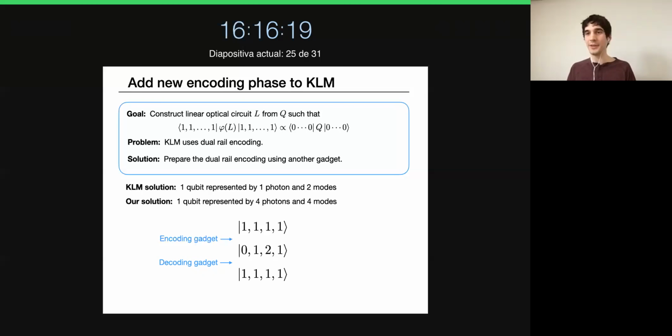And this is actually the entirety of the proof now. We started in the all 1 state. We applied this encoding gadget to get the dual rail encoding, in which we can use the KLM theorem, and then we decode at the end.